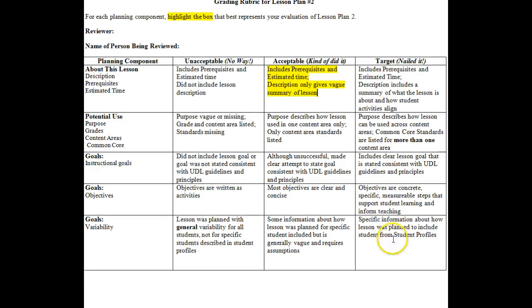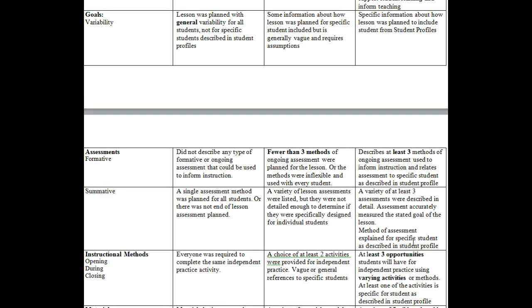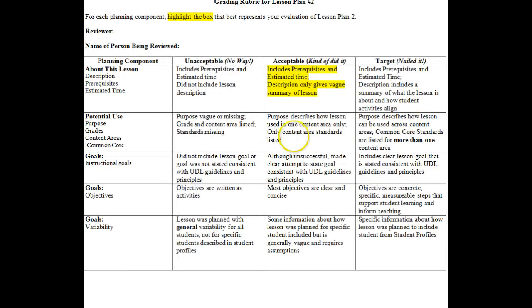This one will say that there was specific information about how the lesson was planned to include students from the student profiles. You'll find that this one allows us to see information that tells us you're planning for those specific students. Please just don't say visual learner. I mean, there's lots of other things that you discovered other than their learning style. So try to be a little bit more specific in that. The easiest way to do this is just to select it and highlight it, especially if you're doing it online. And that tells me what you did.